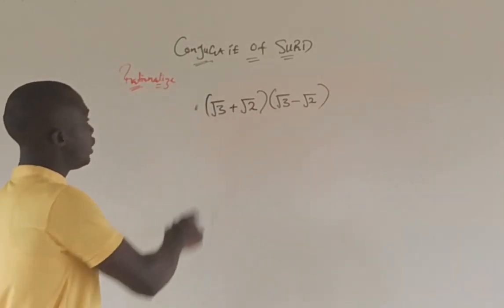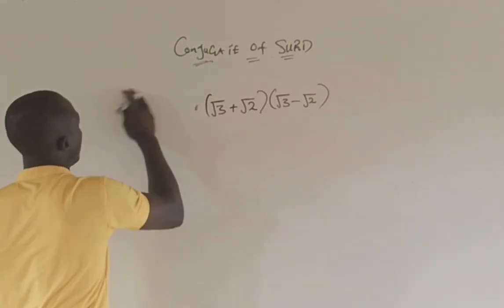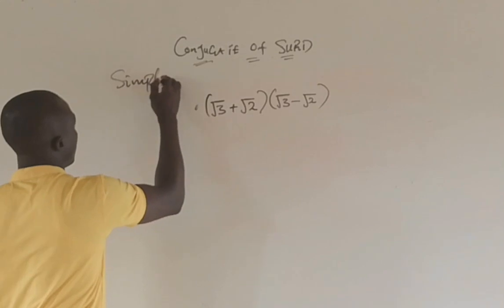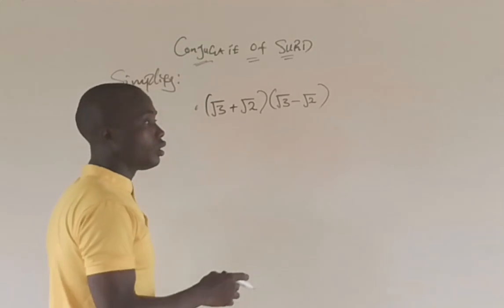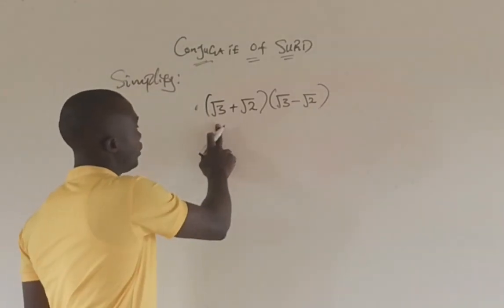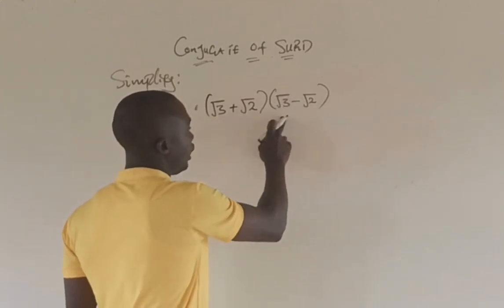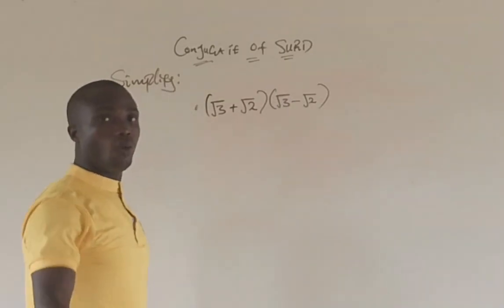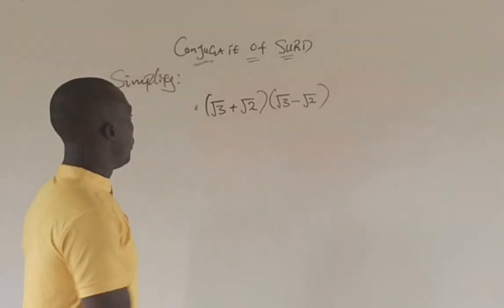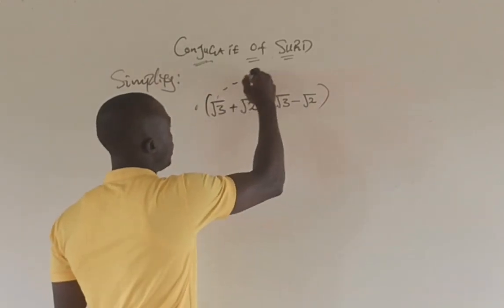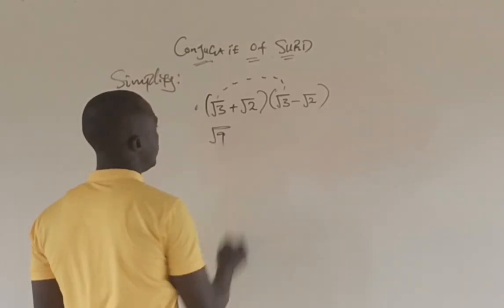Now, this is another question. They say, simplify root 3 plus root 2, then root 3 minus root 2. What you do here is this. You open the bracket. How do we open the bracket? We multiply this bracket by this bracket. So we say root 3 times root 3 will give us root 9.